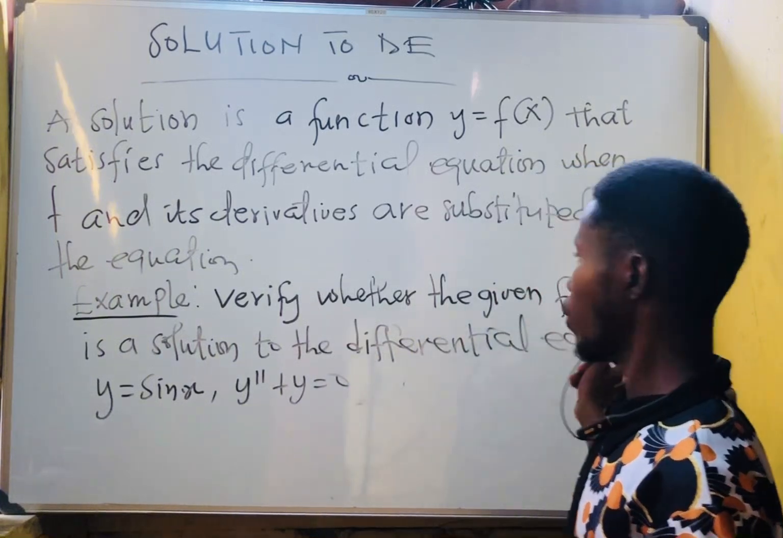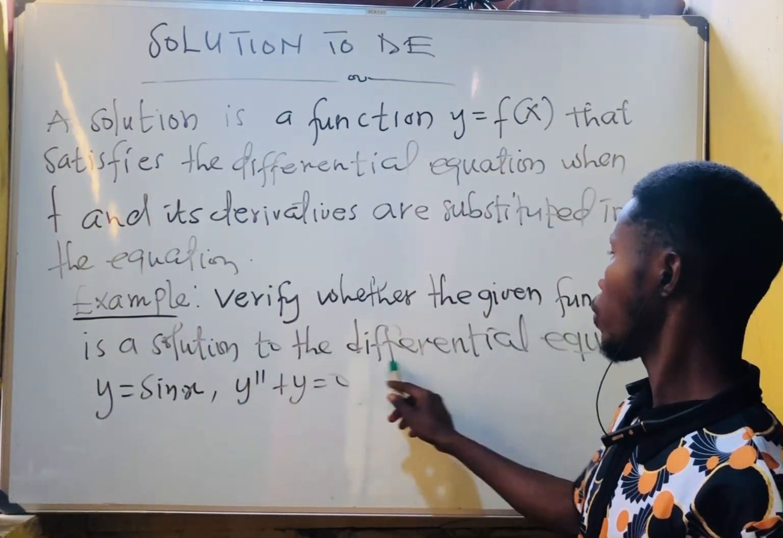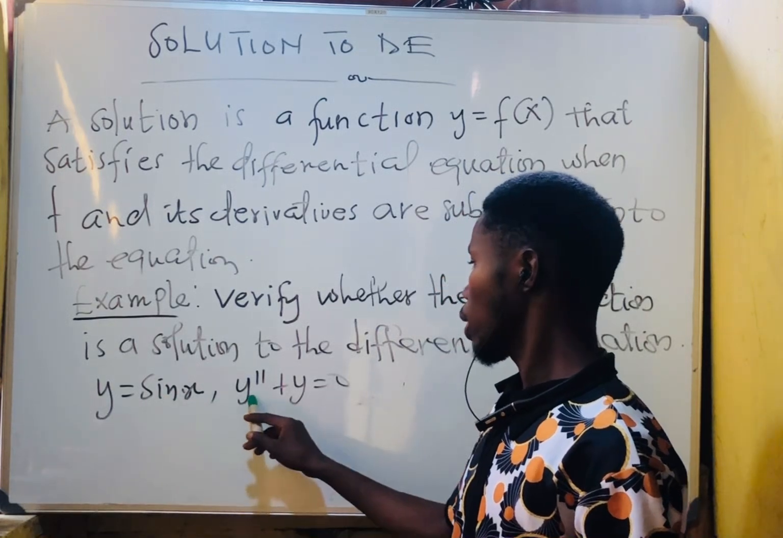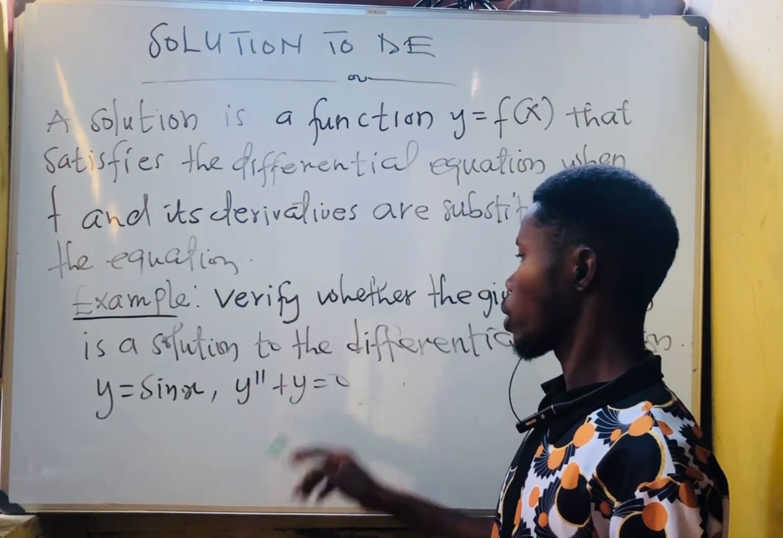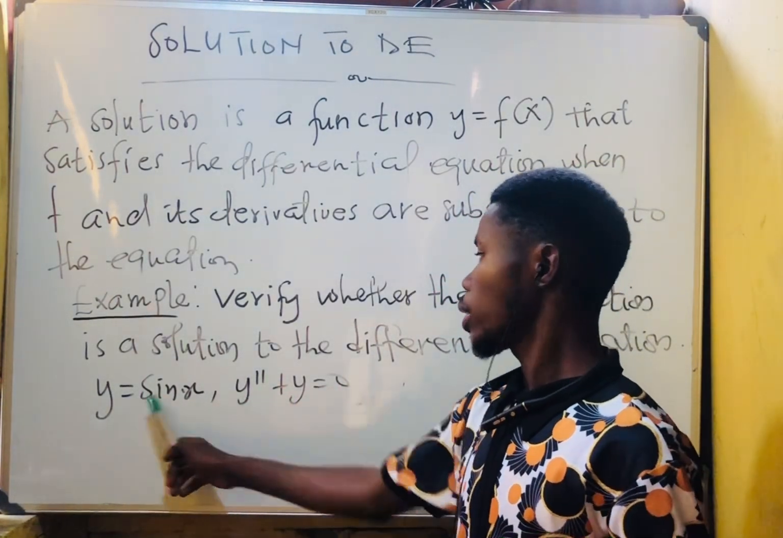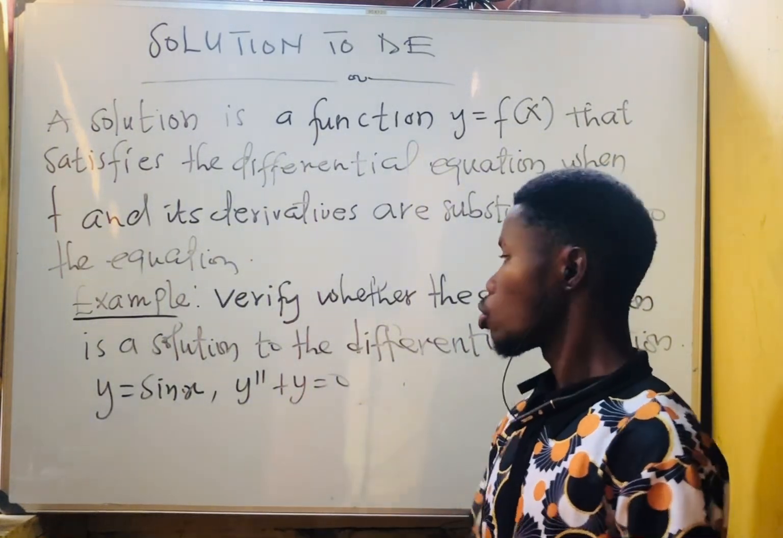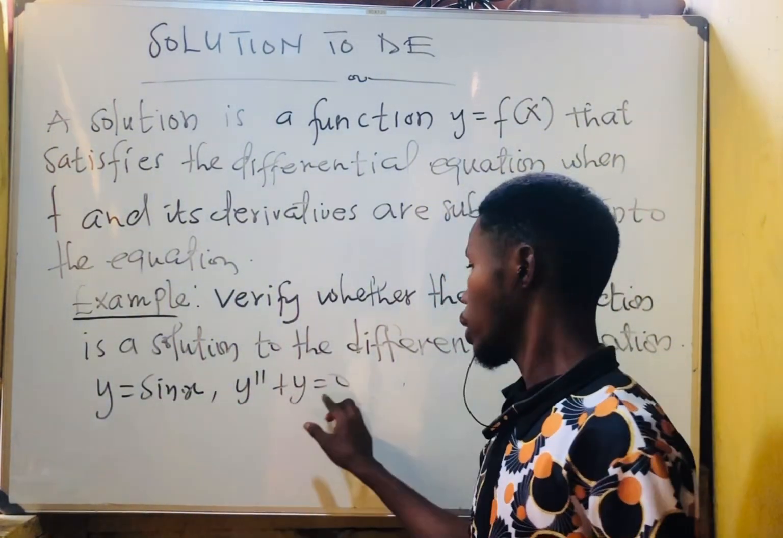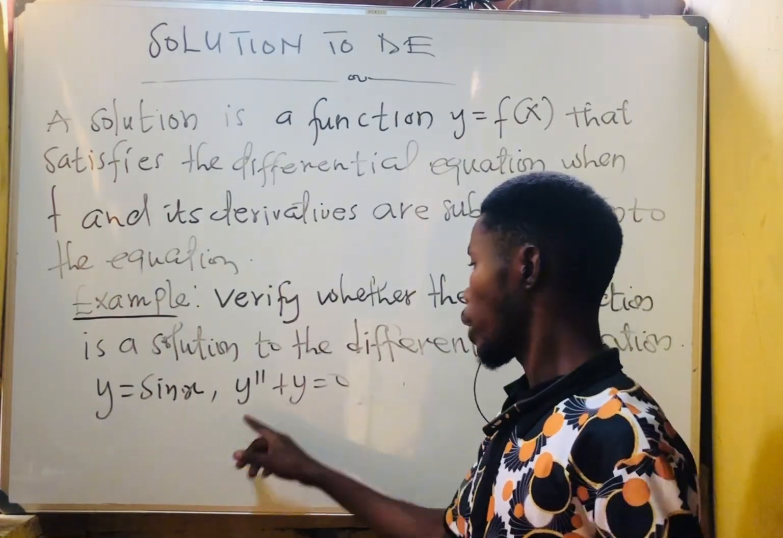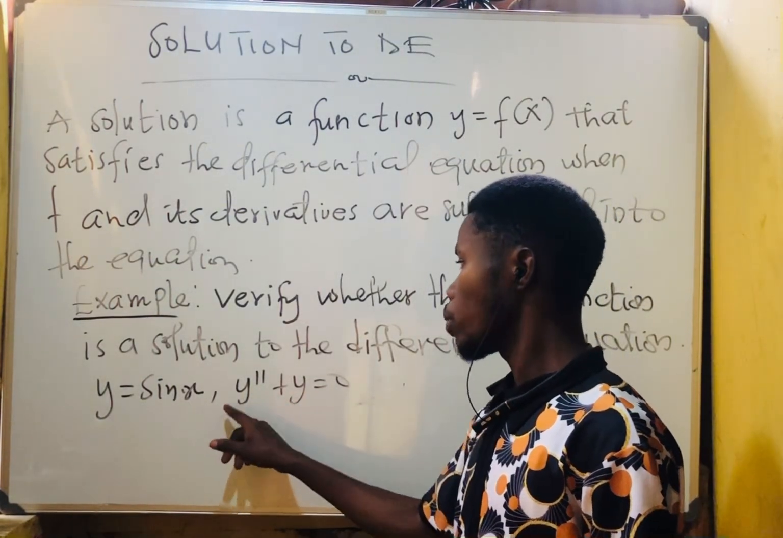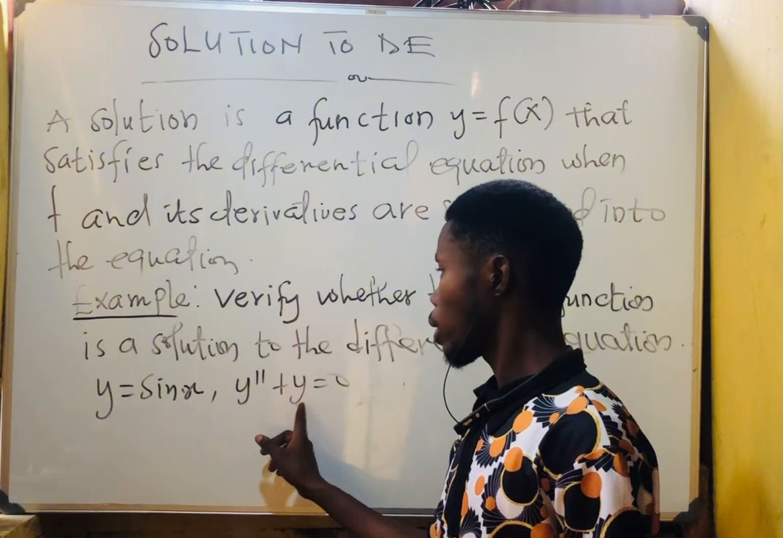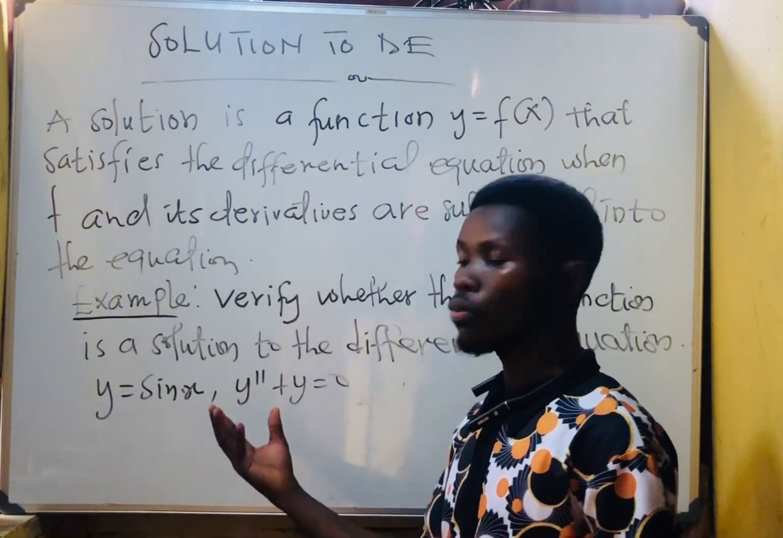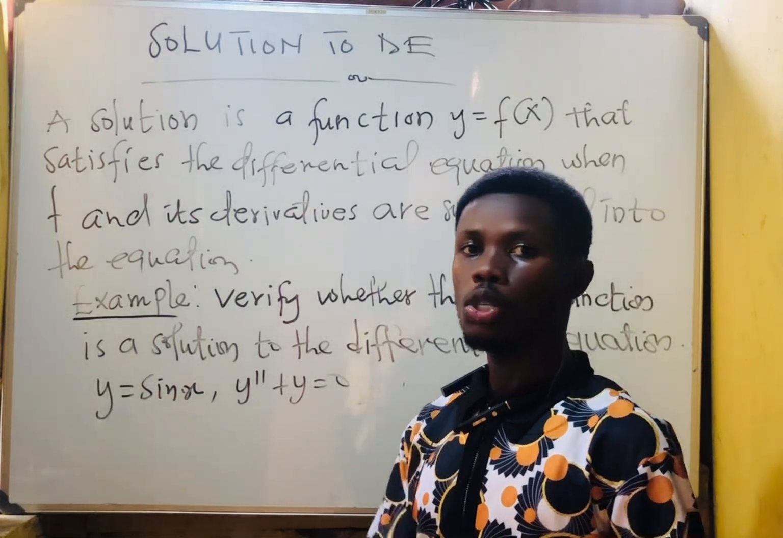Verify whether the given function y equals sine x is a solution to the differential equation y prime prime plus y equals 0. So what you are saying is that this is a function, this is a differential equation. So you want to see if I substitute this function into this, I'll get 0. You understand? But this one is y, this is y prime prime. So wherever I see this y, I'll just replace it by sine x. But y prime prime means that I have to differentiate the y twice.